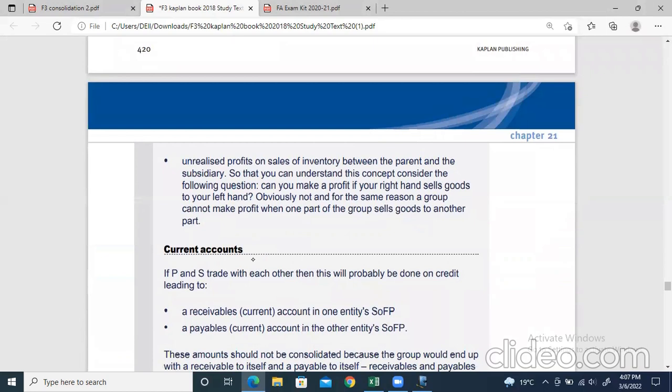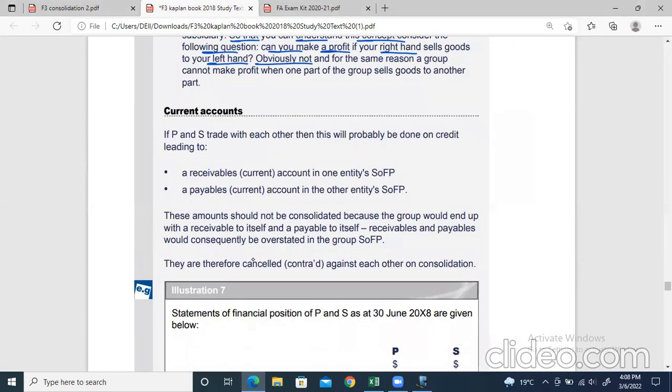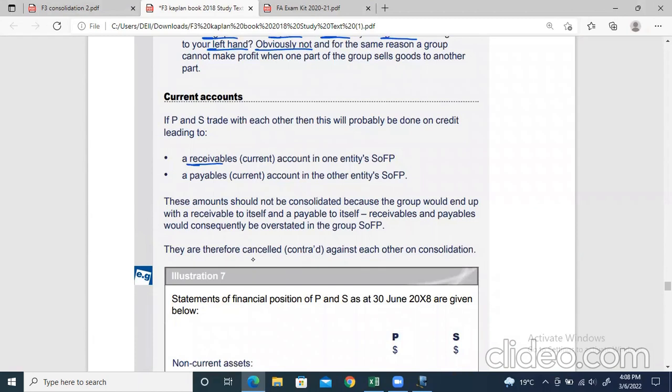Now similarly, the unrealized profit on sale of inventory between parent and subsidiary. So that you can understand this concept, consider the following question: can you make a profit if your right hand sells goods to the left hand? Obviously not, right? It is happening within one person, within one company. Okay, so these are basically current accounts, nothing special over here. This is just telling that a receivable of one company is the payable of the other company, and vice versa. Like a payable of the subsidiary company will be the receivable of the parent company, right? So this is just making you understand that.